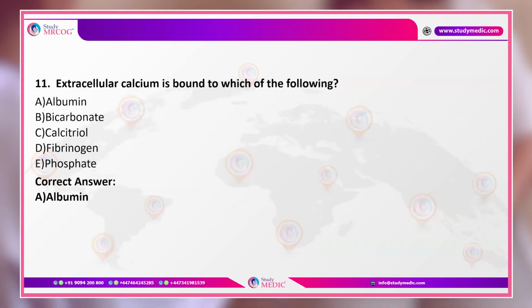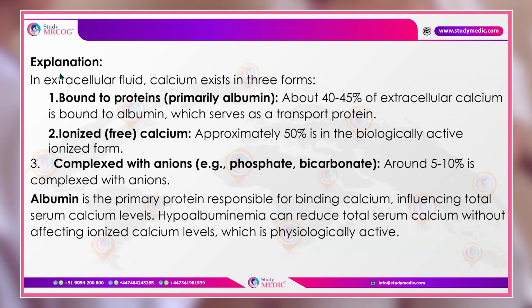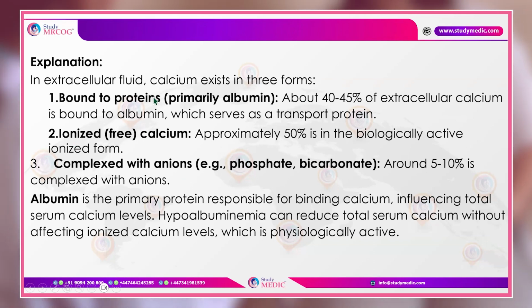Now we will see the next question. Extracellular calcium is bound to which of the following? Albumin, bicarbonate, calcitriol, fibrinogen, phosphate. So the answer given here is albumin. Now we need to know the calcium exists in three forms: bound form, ionized form, or complex form. So bound with what? Primarily with albumin.